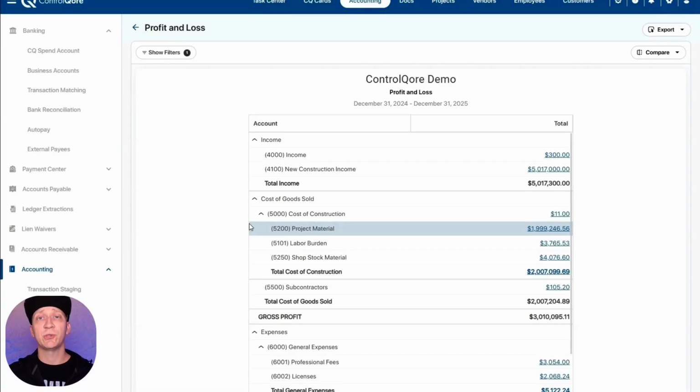Hey guys, it's Josh with the Construction CFO, and today I wanted to go over how to look at a profit and loss statement so you know what you're looking at in your business.